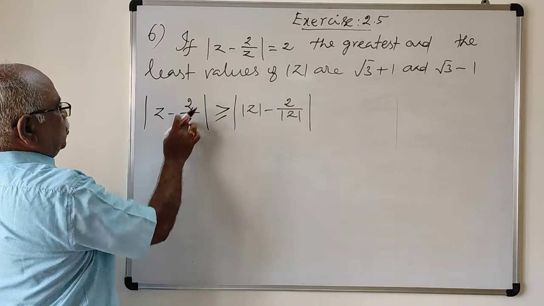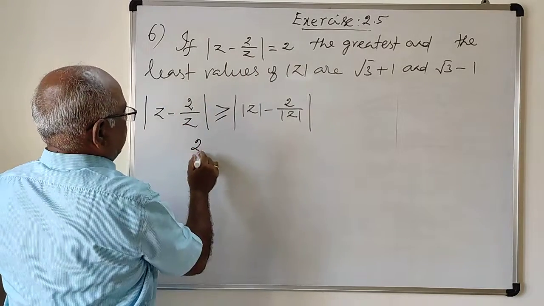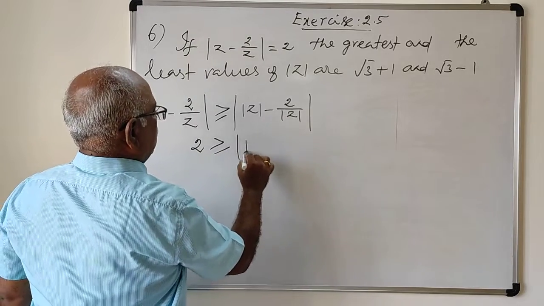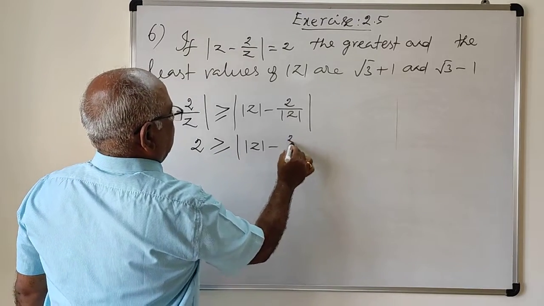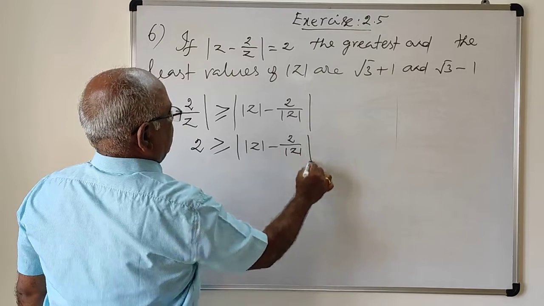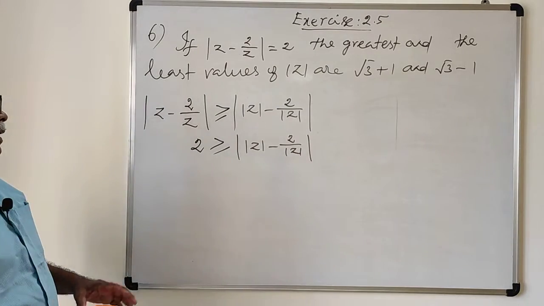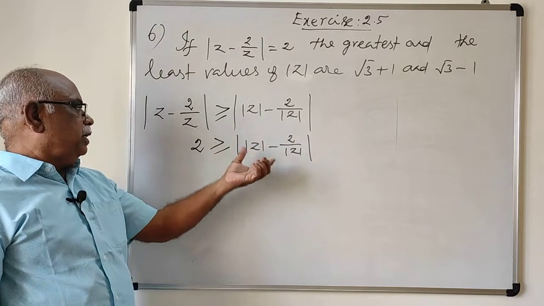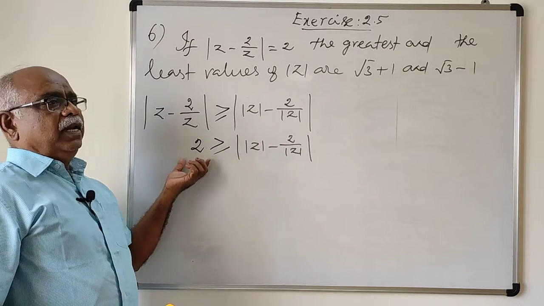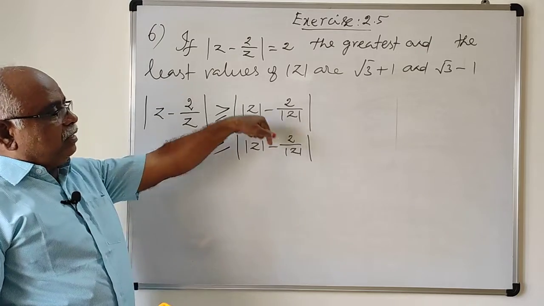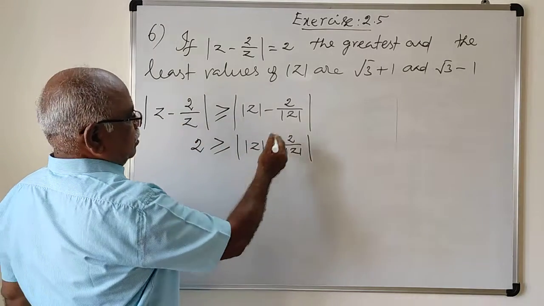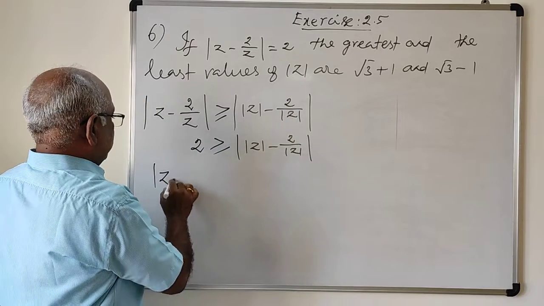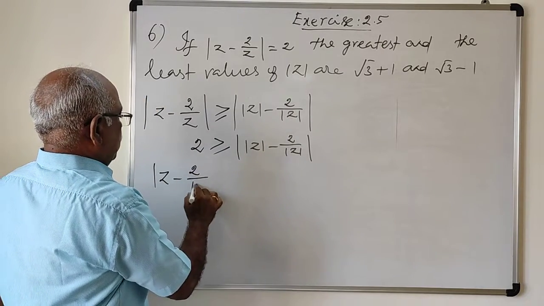The modulus of z minus 2 by z is 2, as given in the problem, and it is greater than or equal to the modulus of mod z minus 2 by mod z. See, a quantity, the modulus of which is 2, should be greater than or equal to modulus of mod z minus 2 by mod z. I can rewrite this step as modulus of z minus 2 by mod z.